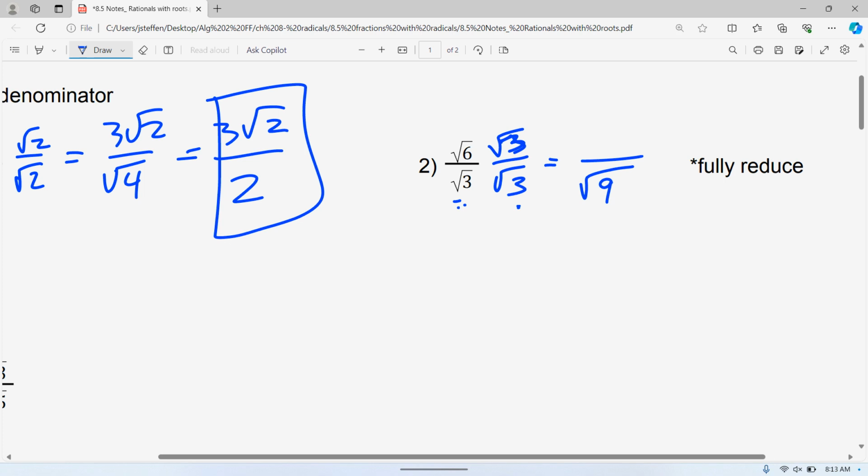Then the numerator is the square root of 6 times the square root of 3, which is the square root of 18. So that ends up being the square root of 18 over 9, or over 3. But here's the catch with this one. And you will not have these on a test or a quiz, or at least I'm going to try not to put these on a test or a quiz.